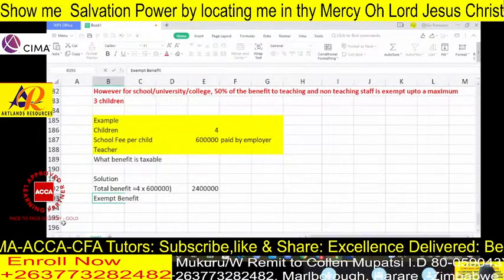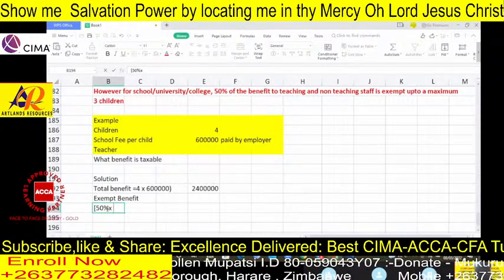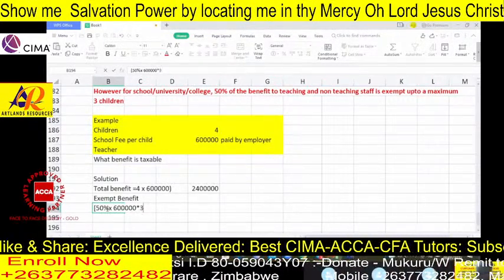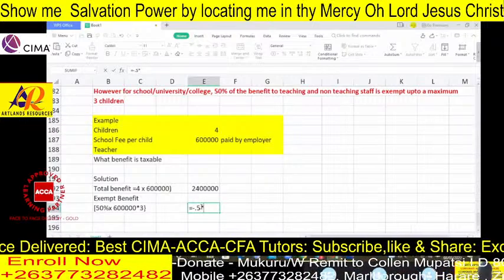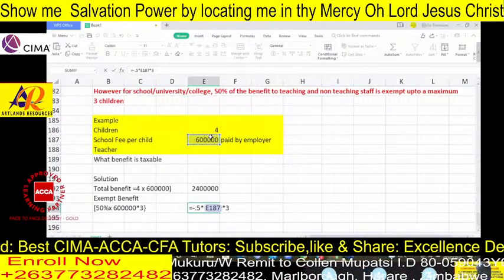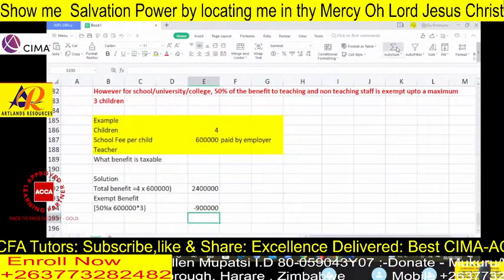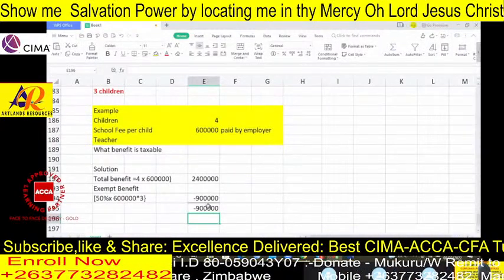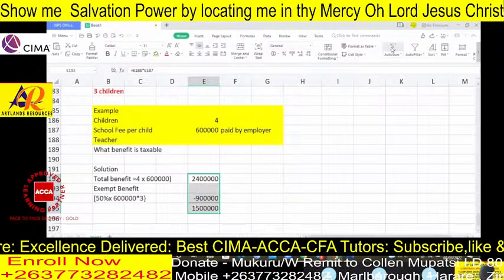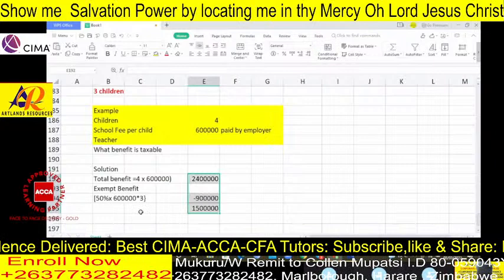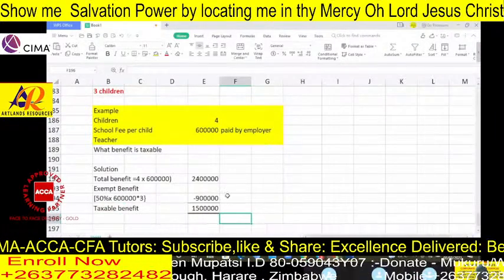So we are saying exempt benefit. I open my bracket and I say 50% multiplied by 600,000 multiplied by 3 children. I'm now saying equals minus 0.5 multiplied by 600,000 multiplied by 3. This benefit is not taxed, it's exempt. So taxable school fee benefit becomes 1.5 million. This is the taxable benefit. You get that. So this is basically how it is taxed.